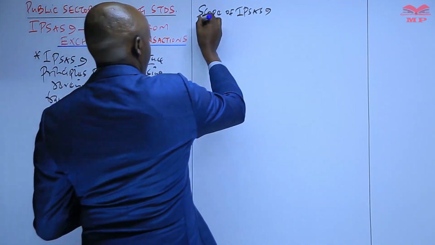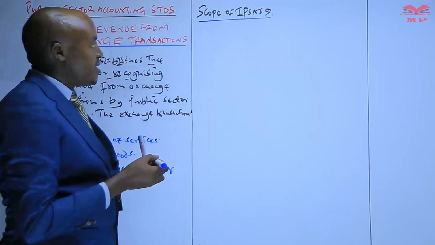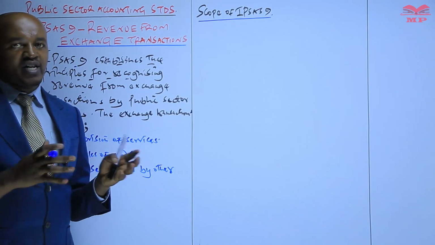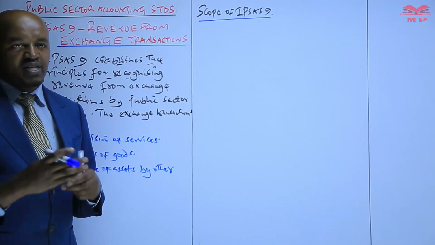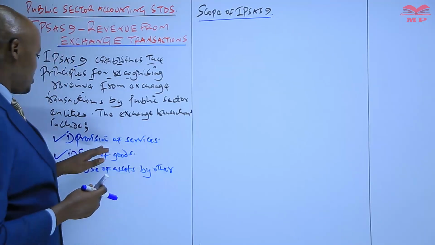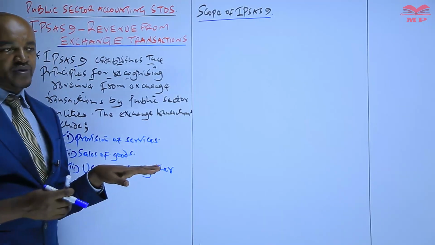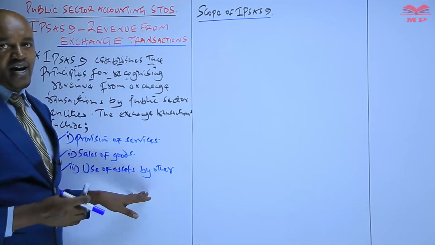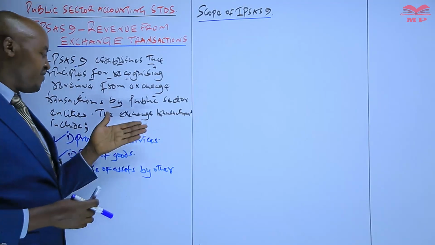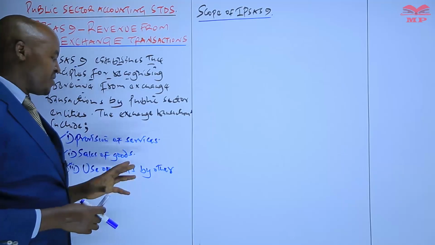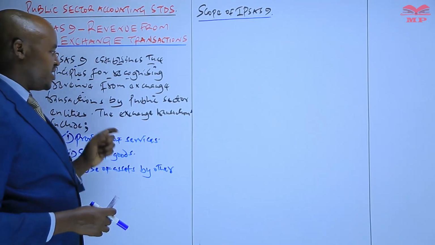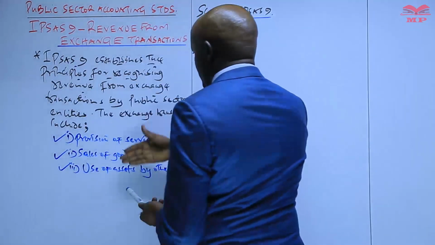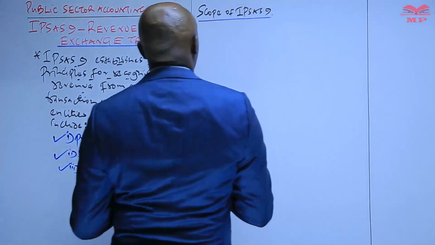Then from there we can also look at the scope of this standard, the scope of IPSAS 9. Generally, IPSAS 9 applies to all the public sector entities which are involved in exchange transactions. If a public sector entity is providing services to the members of the public and receiving some consideration, selling some goods and receiving some money, or leasing out some asset, how should it recognize the revenue from all these transactions? Those public sector entities involved in exchange transactions should recognize revenue from such transactions in accordance with this standard.